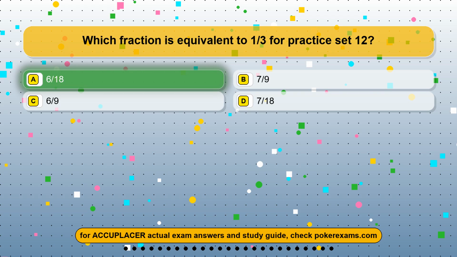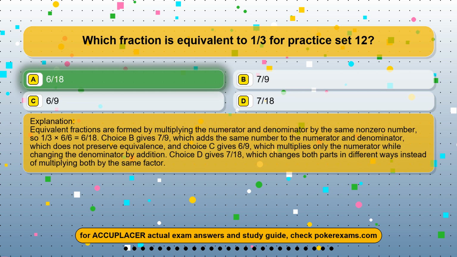The correct answer is option A, 6/18. Equivalent fractions are formed by multiplying the numerator and denominator by the same non-zero number, so 1/3 times 6/6 equals 6/18. Choice B gives 7/9, which adds the same number to the numerator and denominator, which does not preserve equivalence, and choice C gives 6/9, which multiplies only the numerator while changing the denominator by addition. Choice D gives 7/18, which changes both parts in different ways instead of multiplying both by the same factor.